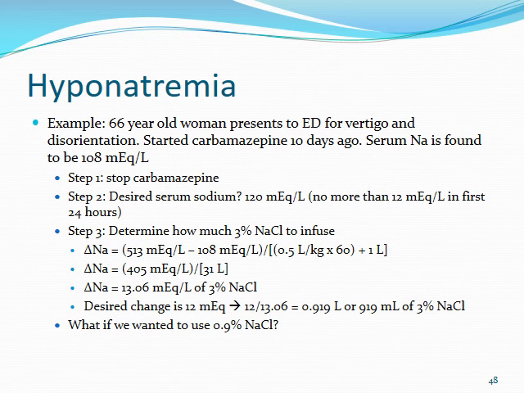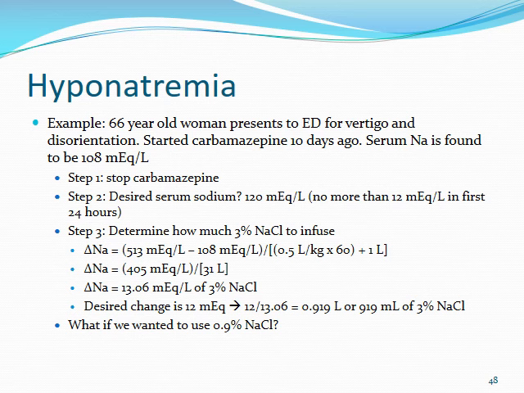This is basically the change in serum sodium that I would get if I gave 1 whole liter of 3% sodium chloride. Calculating that out is 405 milliequivalents per liter over 31 liters, and that turns into around 13 milliequivalents per liter, or basically the change in serum sodium I would see for every liter of 3% saline I gave. I would be getting a change of 13.06 milliequivalents per liter. So now that I have this number, I can look at a desired change of around 12 milliequivalents and divide that out. Roughly, I would need to give around 919 mLs of 3% sodium chloride over a 24-hour period.